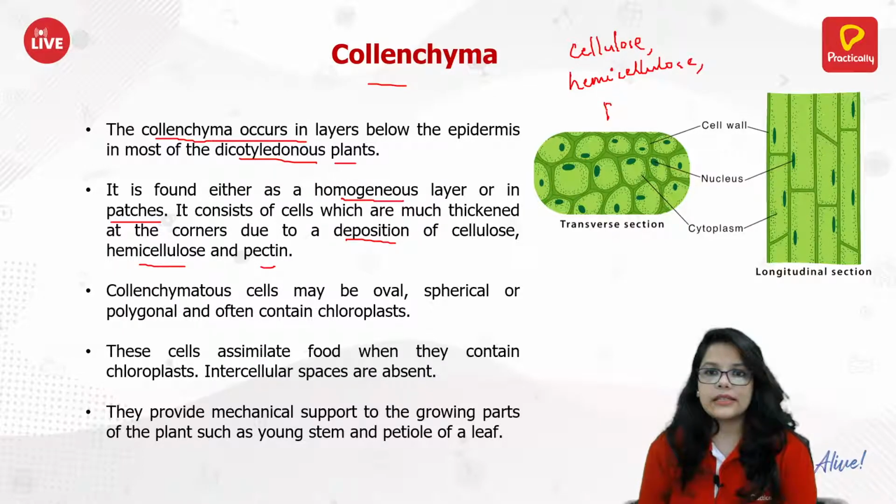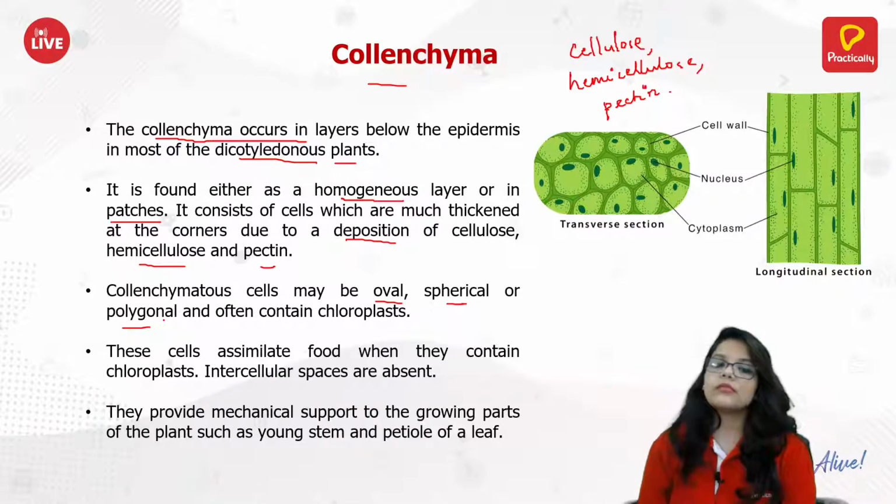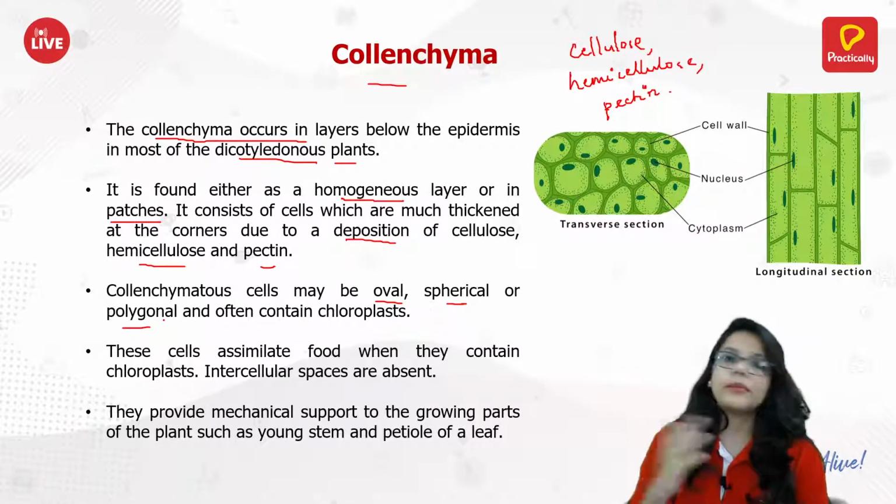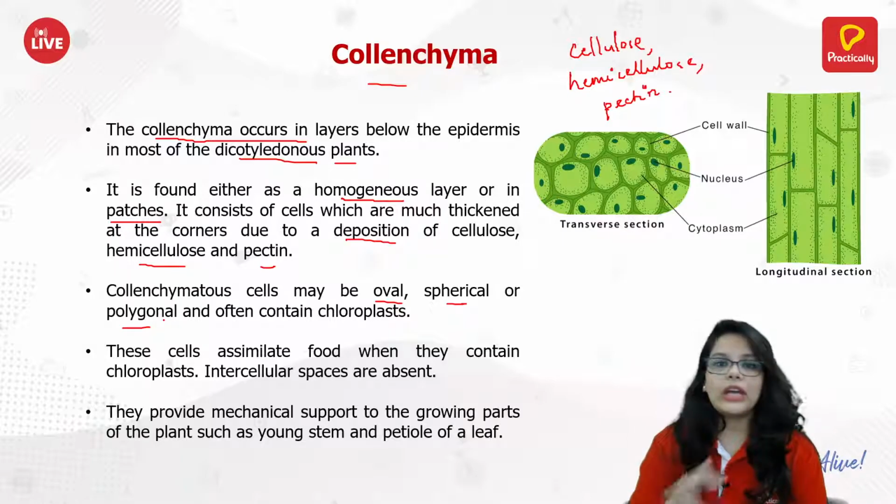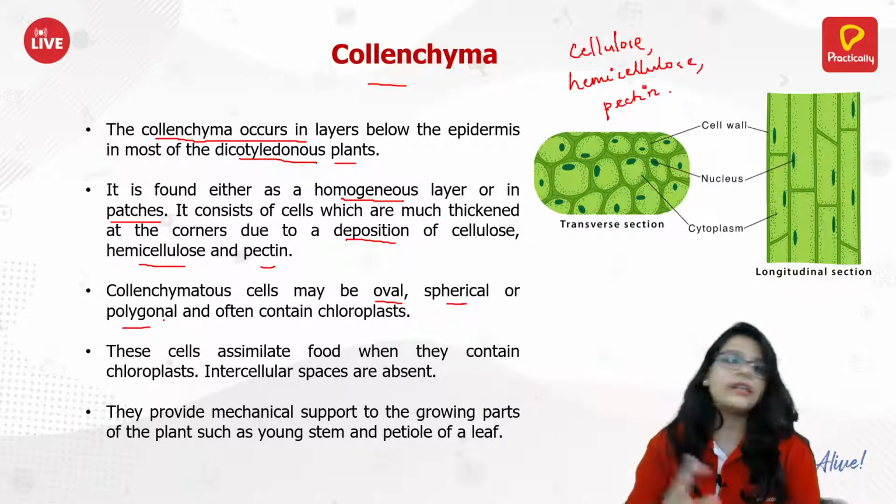And they have pectin. Okay. Now, collenchymatous cells may be oval, spherical, polygonal. So, this is also the same as parenchyma. They can be of any shape.